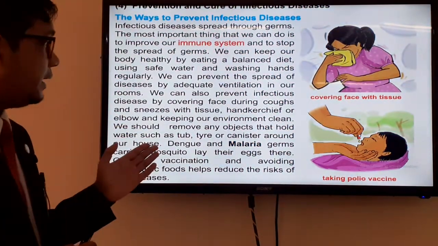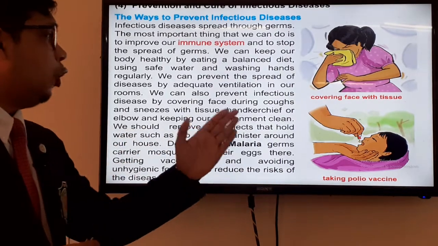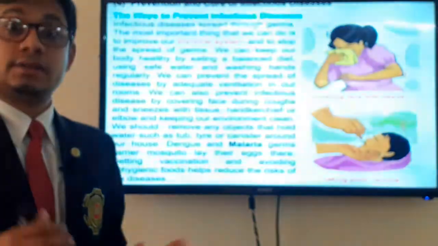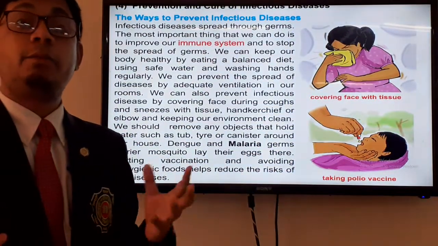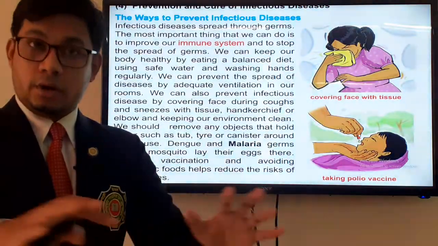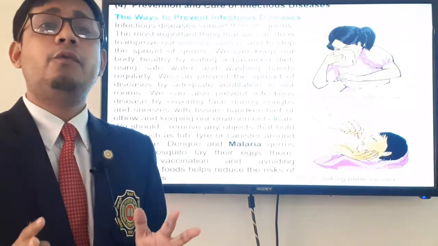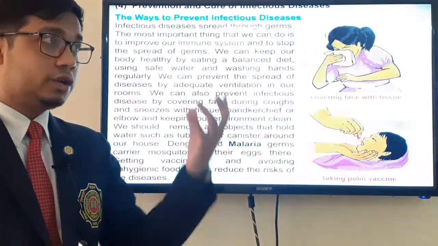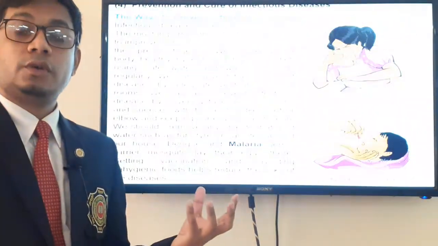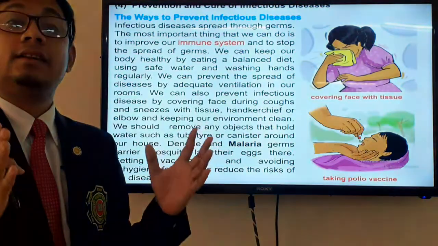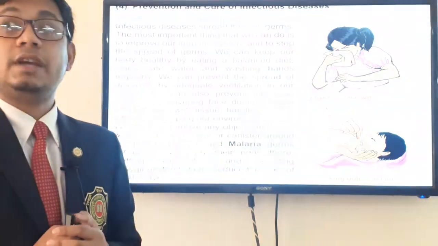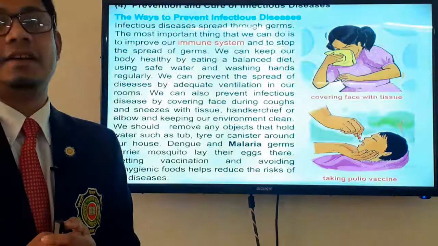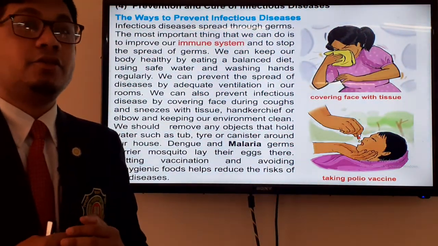Okay, now we should remove any objects that hold water, such as old tires, different types of cans, different types of pots that we throw in our household areas. What will happen if we keep them in those areas? What will happen? Stagnant water will be there, and insects like different types of mosquitoes will lay eggs there, and they will increase their reproduction.